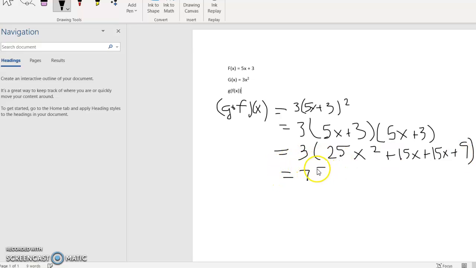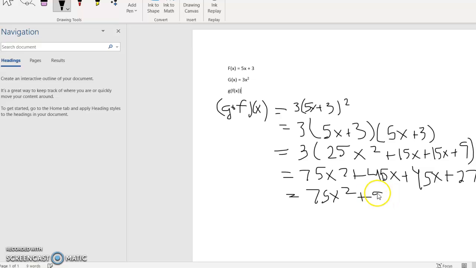So this will give me 75x squared, 45x, and I apologize for my first grade handwriting right now, and 45x, and then 3 times 9, 27. And let's add our 2 middle terms, and we'll be done with this thing. So 45x and 45x is 90x. And there we have it. There's our answer.